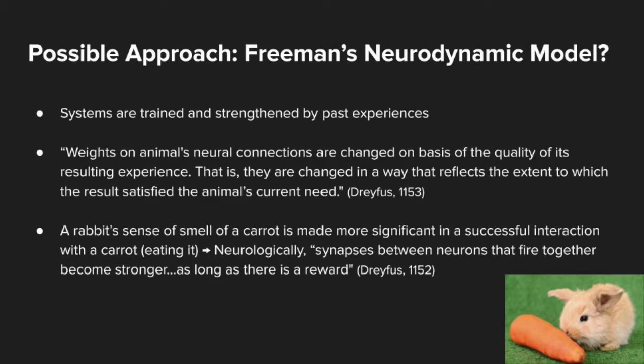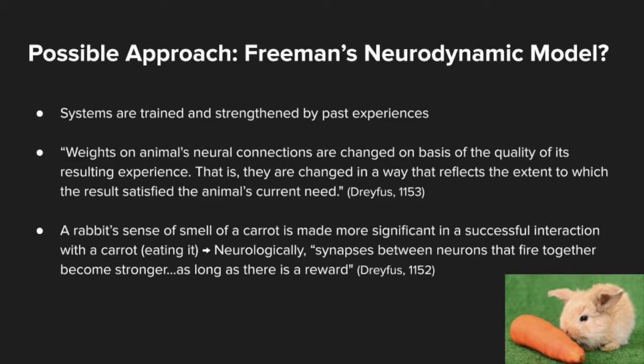One model to examine in particular is Walter Freeman's neurodynamic model. Freeman's neurodynamic model explores the idea that a sensory and perception system is trained and strengthened by past experiences. In Freeman's studies with rabbits, a rabbit's olfactory senses may be strengthened while eating a carrot because it discovers the smell of a carrot in the process.